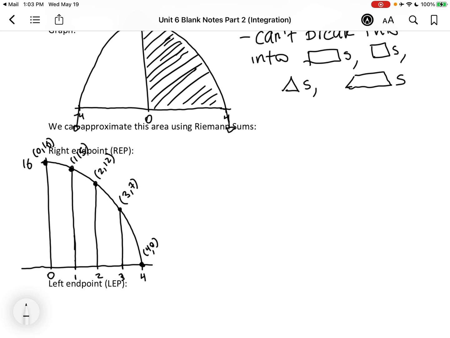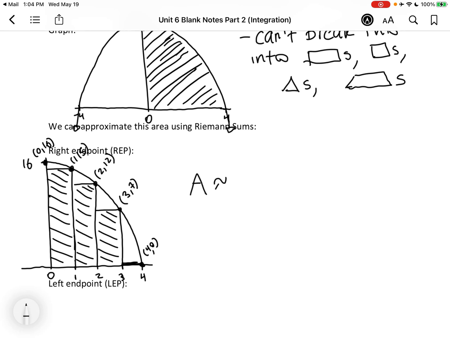And so he made these rectangles using the right endpoint. So this would have been the first rectangle. And this would have been the second rectangle. And this would have been the third rectangle. And this would have been the fourth rectangle. Okay, and of course the fourth rectangle has no area. And he said, okay, the area is approximately, well, the width of each of these rectangles is 1. And then the length is whatever the y value is.